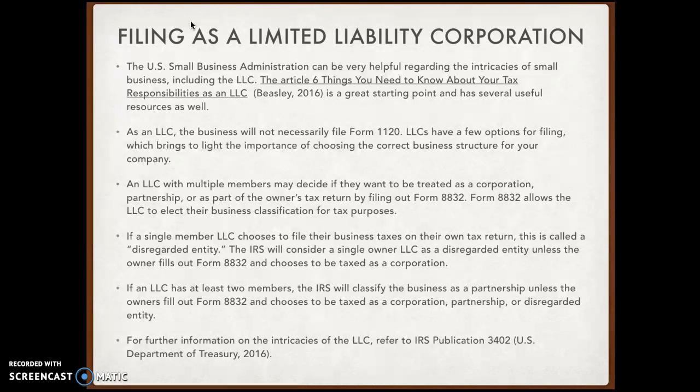If a single-member LLC chooses to file their business taxes on their own return, this is called a disregarded entity. The IRS will consider a single-owner LLC as a disregarded entity unless the owner fills out Form 8832 and chooses to be taxed as a corporation. If an LLC has at least 2 members, the IRS will classify the business as a partnership unless the owner fills out Form 8832 and chooses to be taxed differently, such as a corporation or disregarded entity. For further information on the intricacies of LLC and taxes, refer to IRS publication 3402.